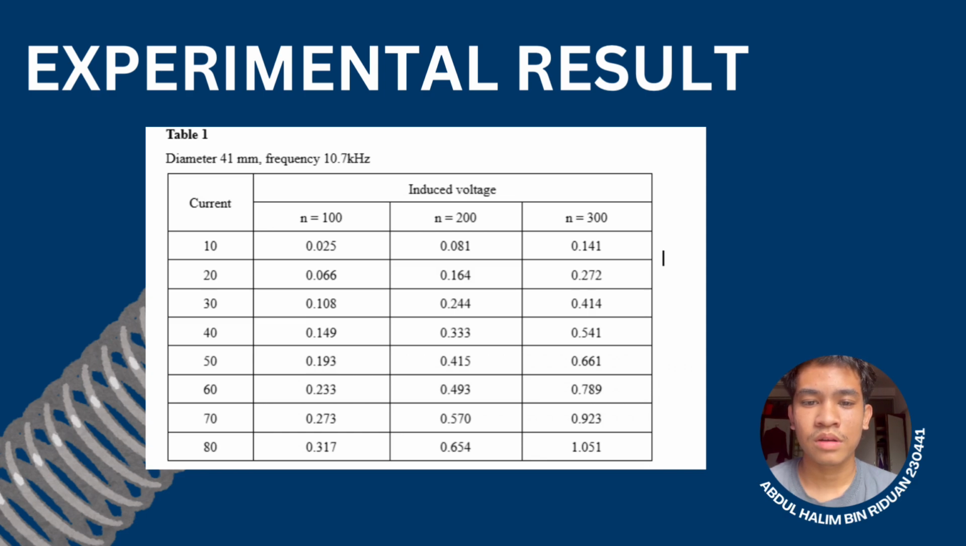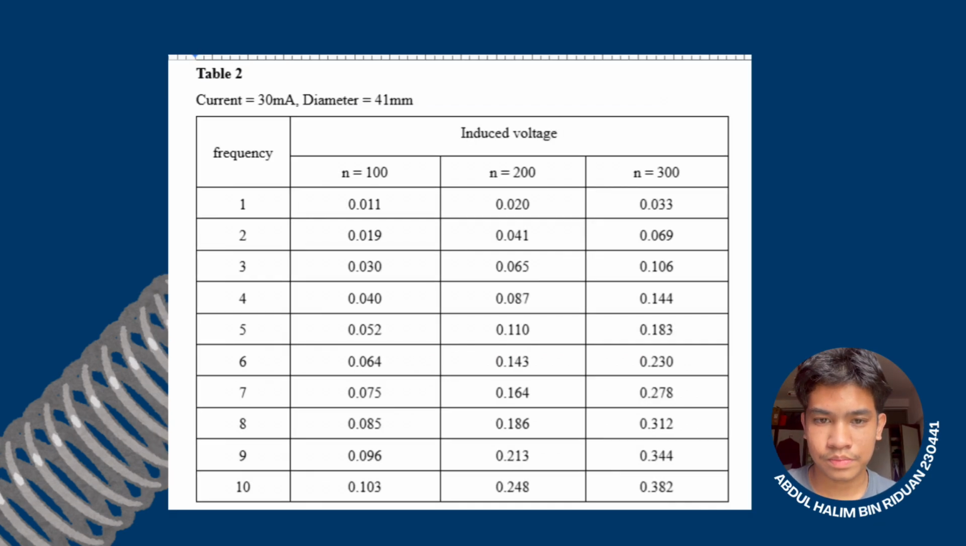After we conduct the experiment, we get 5 sets of results. In table 1, we use the diameter and the frequency as the constant, which is diameter set at 41 mm and the frequency at 10.7 kHz. We change the current and the number of turns. For table number 2, we use the current and diameter as the constant, which is the value of the current is 30 milliampere and diameter is 41 millimeter, and we change the frequency and the number of turns.